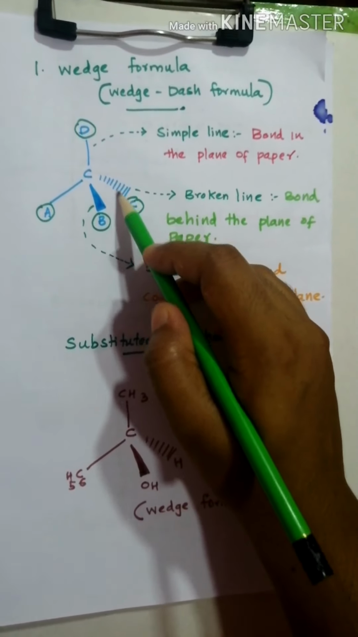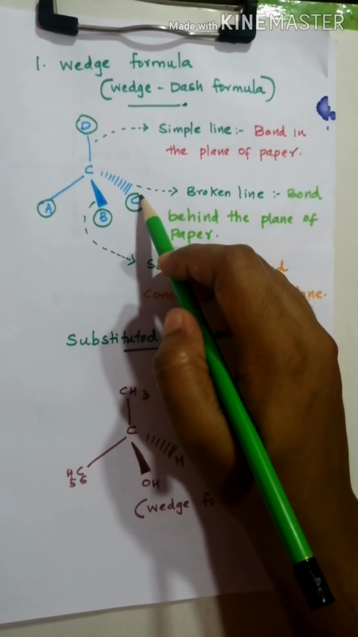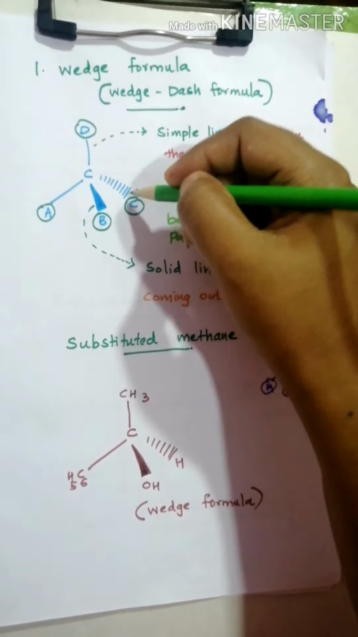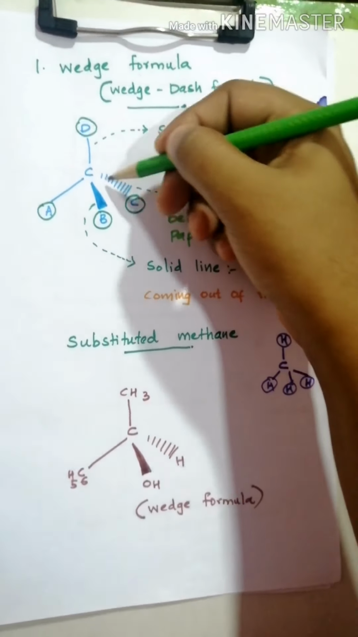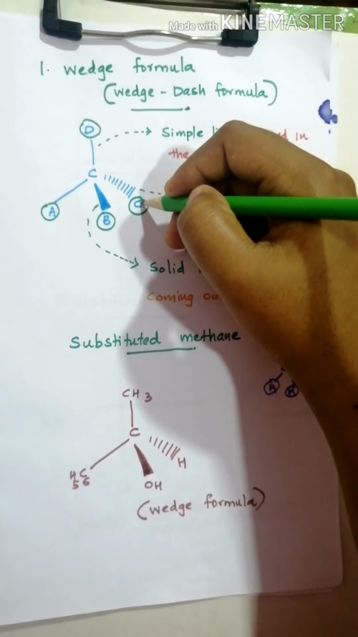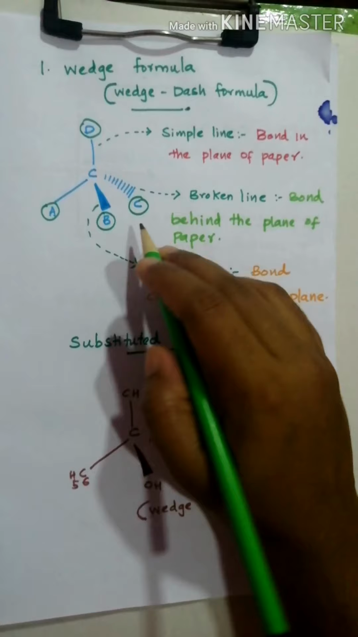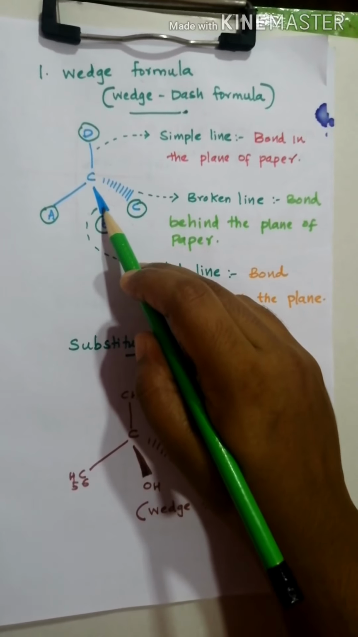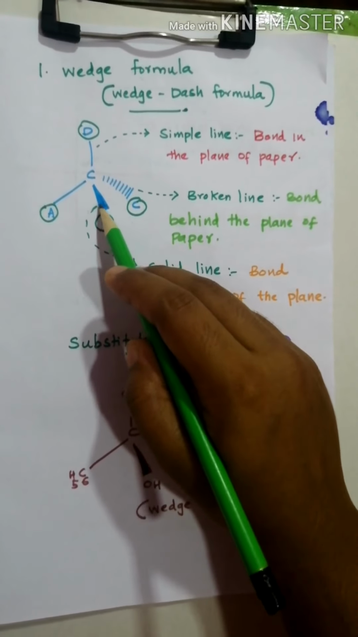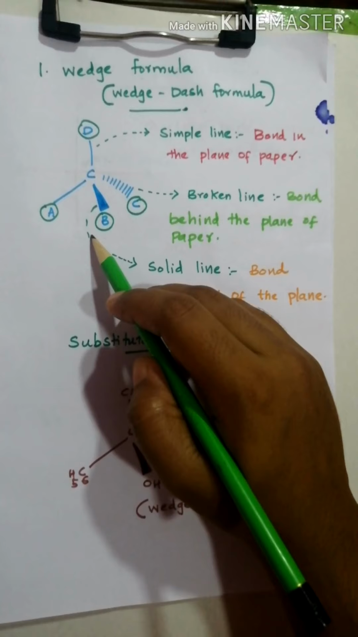Then these broken lines or dashed lines represent bonds present behind the plane of paper. That means this bond, where C is bonded with C, is projected behind the plane of paper. And next, this solid line or thick line represents a bond coming out of the plane, towards us. This is the behind-the-plane position, and this is the towards-us position. And this is the wedge formula.